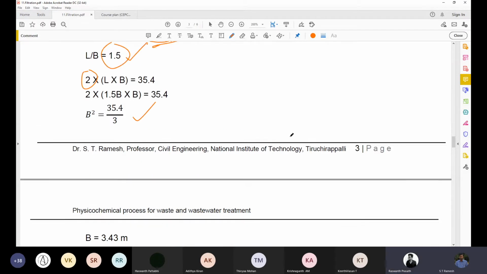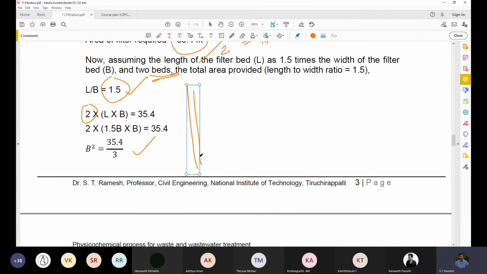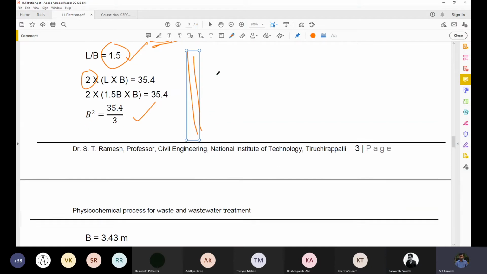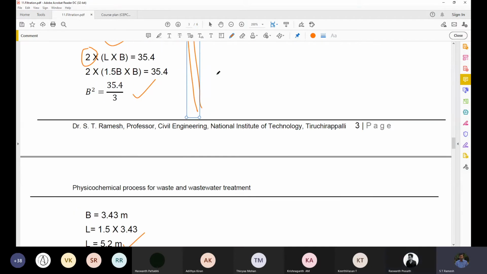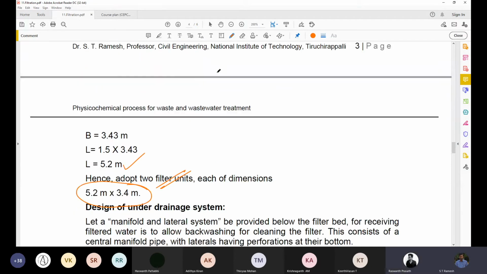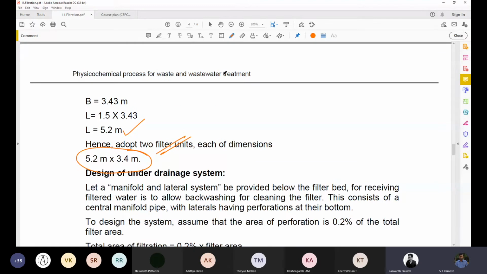This is something similar to the problem that we have discussed in the third problem statement. That's all. L by B you assume as 1.5, and you can also assume a minimum of 2 filters. Is it okay? Yes, sir. So now the dimensions we have found out are 5.2 meter by 3.4 meter.